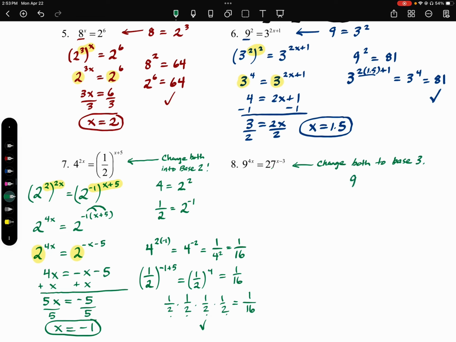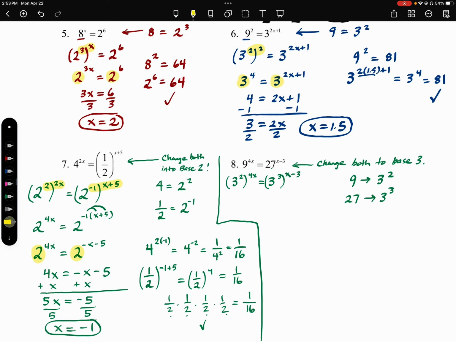So when we think about 9, 9 is the same thing as 3 squared. And 27 is 3 to the third power. So let's substitute those in. We've got 3 squared to the power of 4x is equal to 3 to the third power to the power of x minus 3. Sorry, I meant to keep the colors changing there. I forgot to change it on this one, but I'll just put a line on there to separate them.